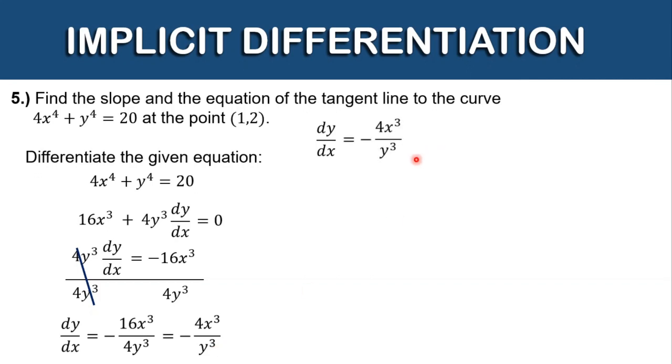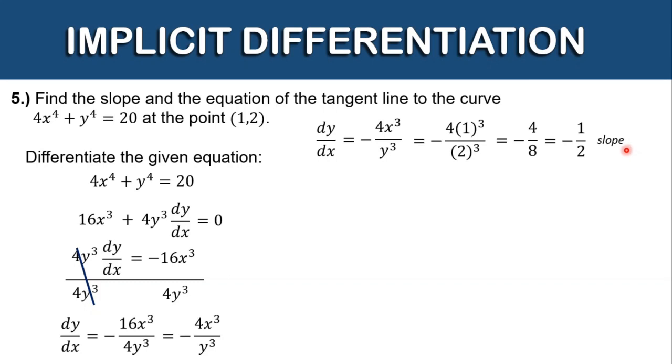So here, by substituting the values, we are going to have negative 4 times 1 cubed over 2 cubed. This is equivalent to negative 4 over 8. And we can turn this into lowest term, which is negative 1/2. So this is the slope of our tangent line. And at this point, how are we going to find the equation of the tangent line?